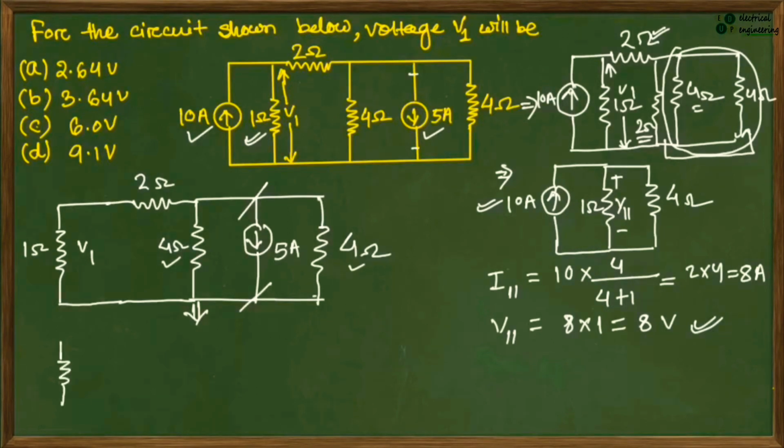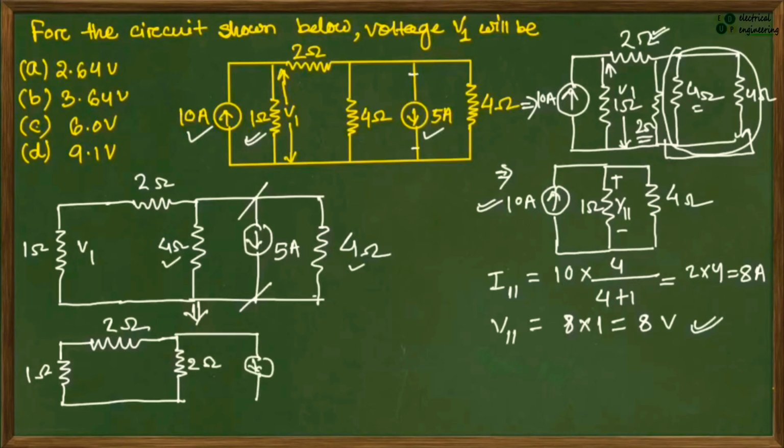Here we have a 1 ohm resistance and a 2 ohm resistance, and here the equivalent resistance of this 4 ohm is equal to 2 ohm. This is a current source of 5 ampere magnitude, and we have to calculate the voltage across this 1 ohm resistance, V1. Let's call this V12, the voltage across this 1 ohm resistance due to the second current source. So V12 we have to find.